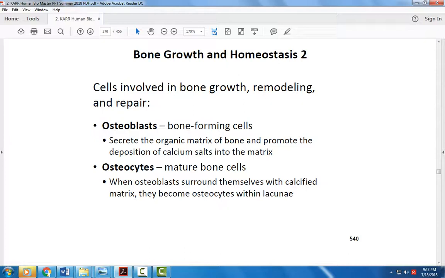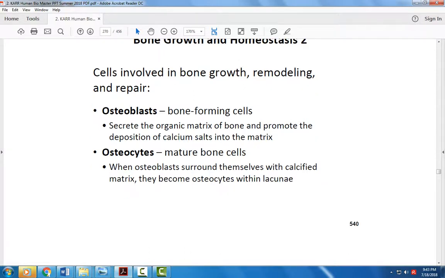And then some of those osteoblasts will mature into these osteocytes. So osteocytes don't necessarily build or break down bone. They just maintain the bone once it's been made by the osteoblasts.